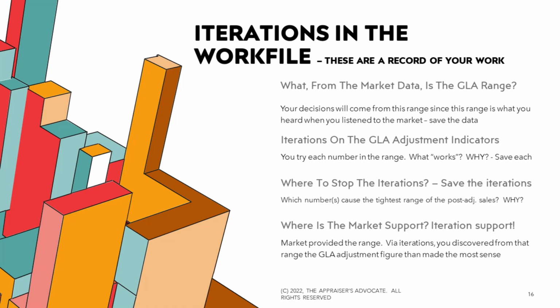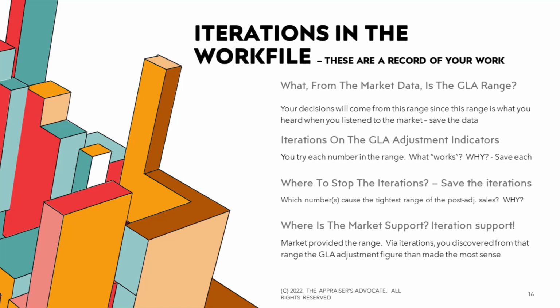So if the indicated market range of a GLA adjustment is $75 per square foot to $95 a square foot, the iterative process means that you try each of them. And then, and this is the important part, this is where iterations come in, you save each of the iterations in your work file so that you can show that you went through them. And again, this is from the record keeping rule, to show compliance with USPAP.